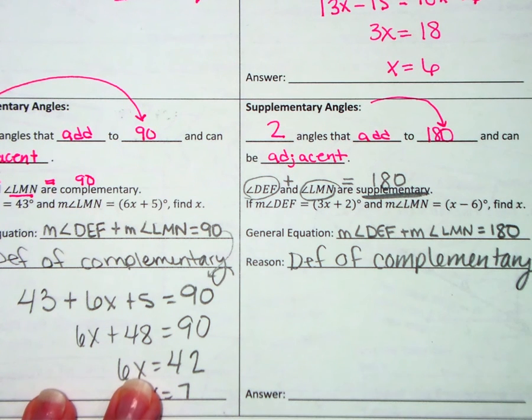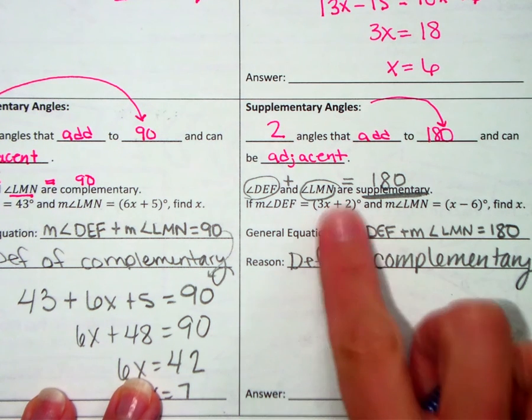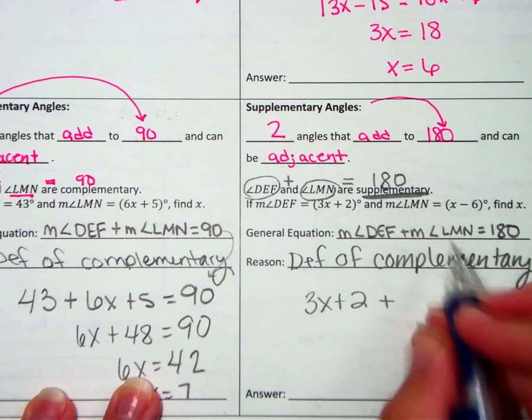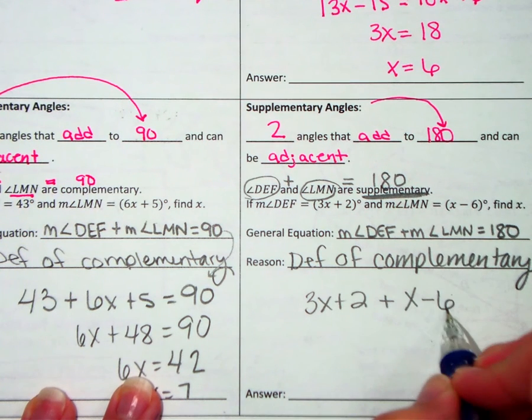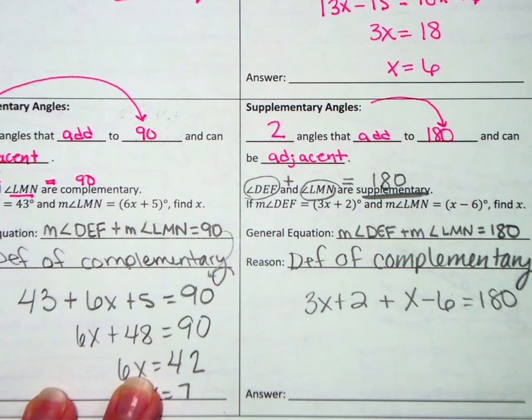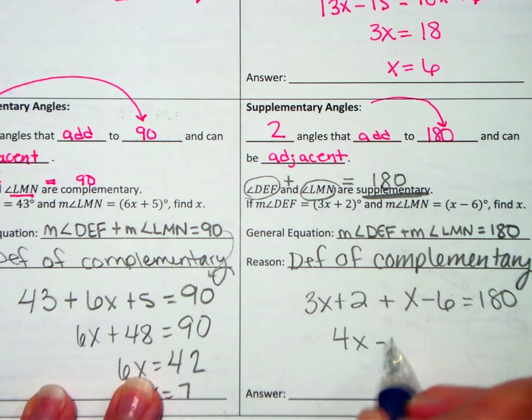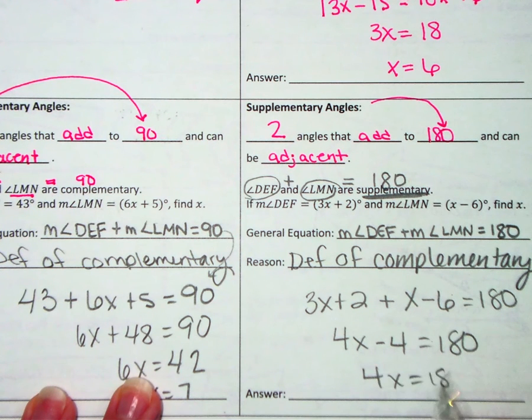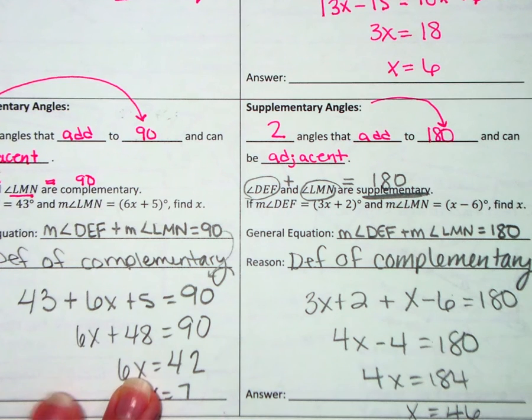Okay, now substitute in. My angle DEF is my 3x plus 2. My other angle is my x minus 6. And then I'll keep my 180. We'll combine our like terms. Add 4. Take 184 and divide it by 4 to get 46.